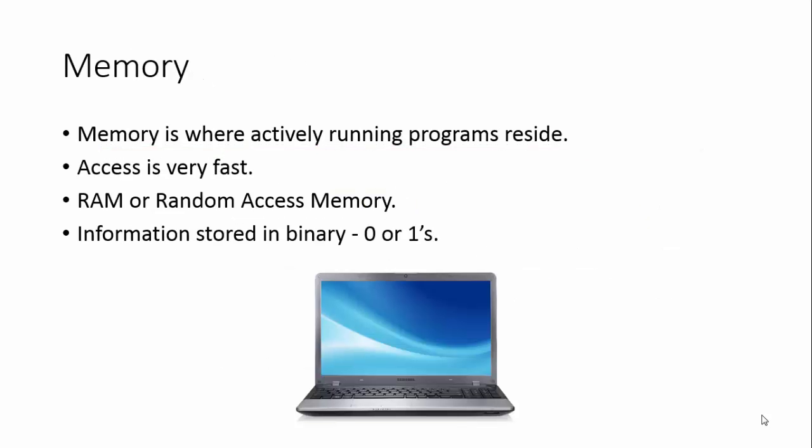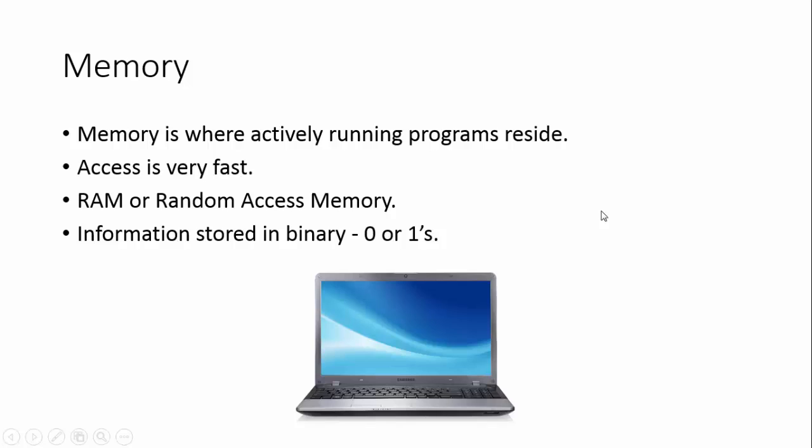Memory is where actively running programs reside. So when you click on a program to start on your computer, the instructions are loaded into memory. The access is very fast in this area. It's referred to as Random Access Memory, or RAM.